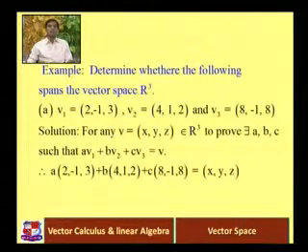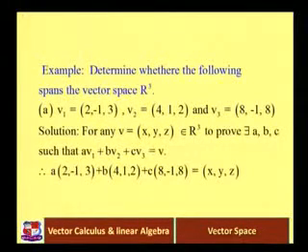So a times (2, -1, 3) plus b times (4, 1, 2) plus c times (8, -1, 8) is equal to (x, y, z). If we can find such a, b, c, then we can say that the given 3 vectors span R3, otherwise not. Okay, so let's see. Again, a v1 plus b v2 plus c v3 is equal to v. So a times (2, -1, 3) plus b times (4, 1, 2) plus c times (8, -1, 8) is equal to (x, y, z).